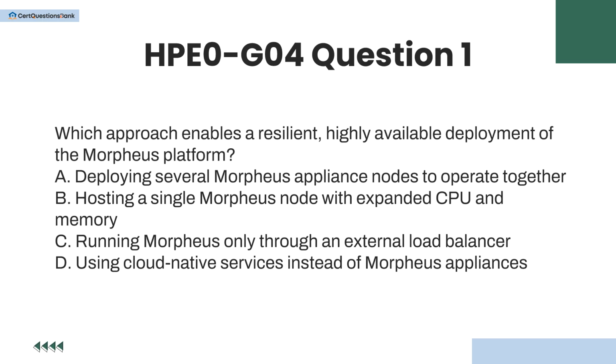Which approach enables a resilient, highly available deployment of the Morpheus platform? A. Deploying several Morpheus appliance nodes to operate together. B. Hosting a single Morpheus node with expanded CPU and memory. C. Running Morpheus only through an external load balancer. D. Using cloud-native services instead of Morpheus appliances.